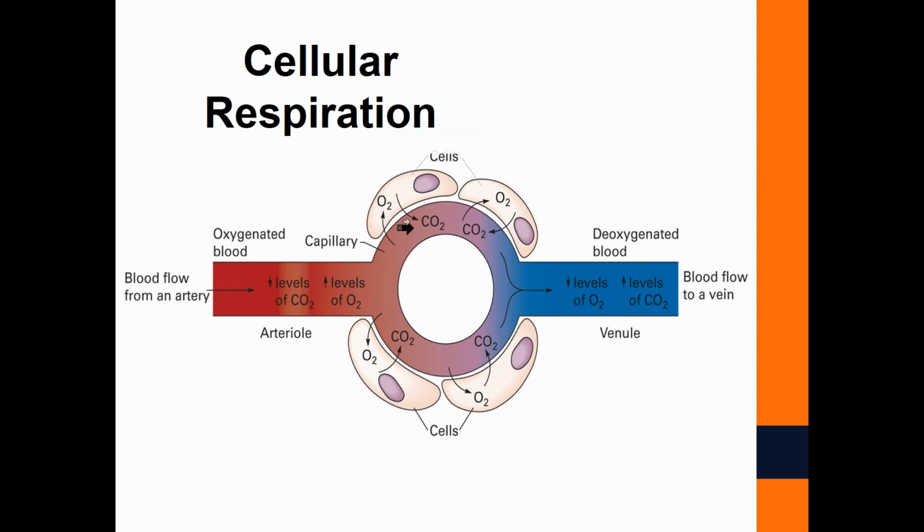When we get next to this cell, what does the cell only have a little bit of? Oxygen. Yeah. And it already used its oxygen, so it's got a lot of what? Carbon dioxide. So the oxygen now, in order to make things equal again, is going to move into the cell. The carbon dioxide is going to move out of the cell.